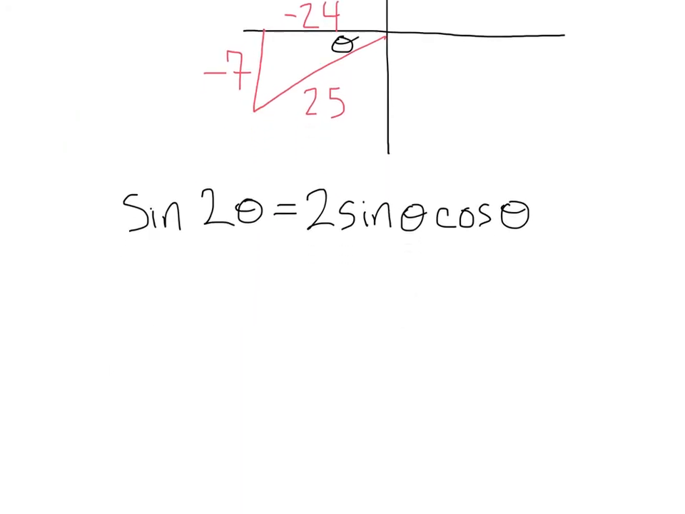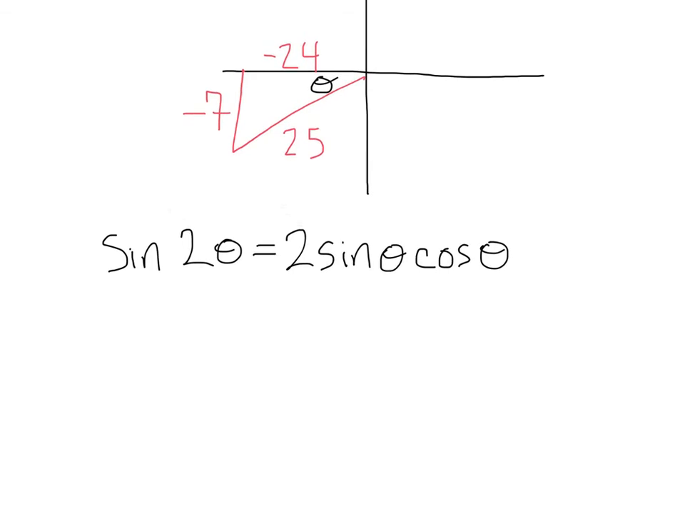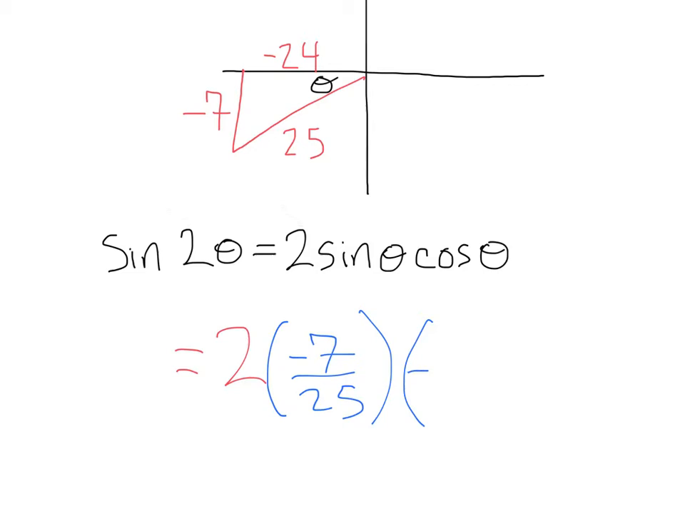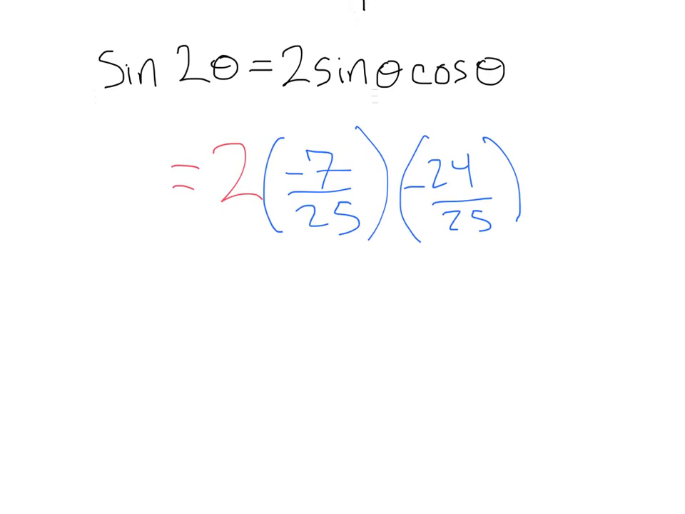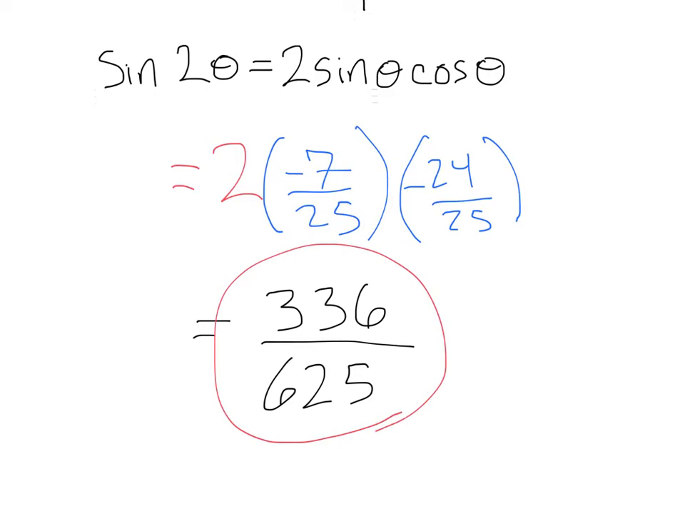Next up, all we need to do is find these values here, using the triangle that I drew on our coordinate plane. So, of course, we're going to still have our 2. Next, we want sine theta. Sine theta is going to be negative 7 over 25, so we can multiply that by negative 7 over 25. And next, we want cosine theta. Cosine theta is negative 24 over 25, so we can multiply that right here, negative 24 over 25. Then all you have to do from there is simplify it. And that's going to equal 336 over 625.